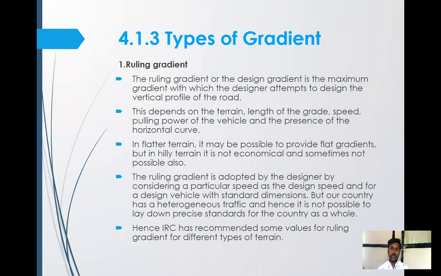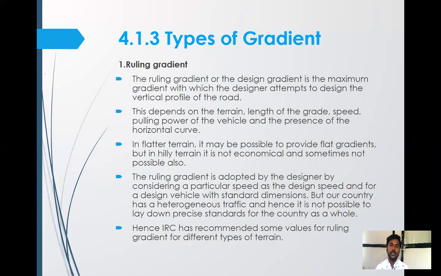Whenever we are designing the road, we have to go up to the ruling gradient. Or we have to give permission to provide the road up to the ruling gradient. At max, we have to go up to the limiting gradient. But we should also avoid the exceptional gradient. This depends on the terrain, length of the gradient, speed, pulling power of the vehicle, and the presence of the horizontal curve. Okay. On which basis are we deciding the gradient?